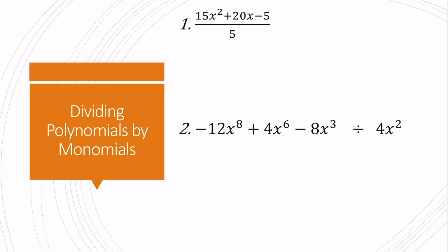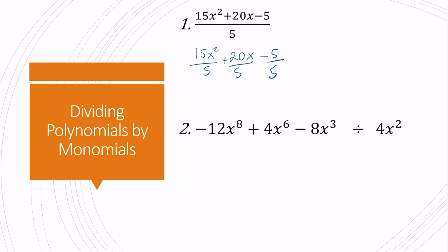So if I have 15x squared plus 20x minus 5, what I want to do is pull this apart. I'm going to write that as 15x squared over 5 plus 20x over 5 minus 5 over 5. And then I can simplify.